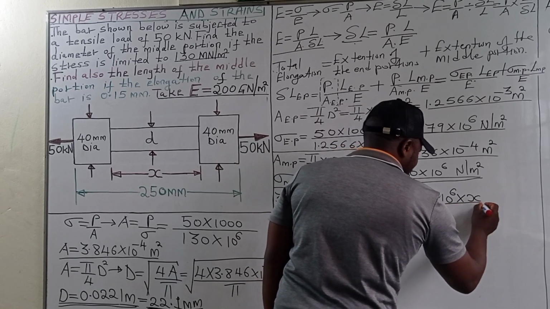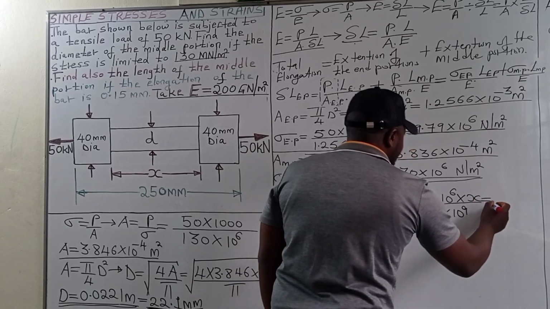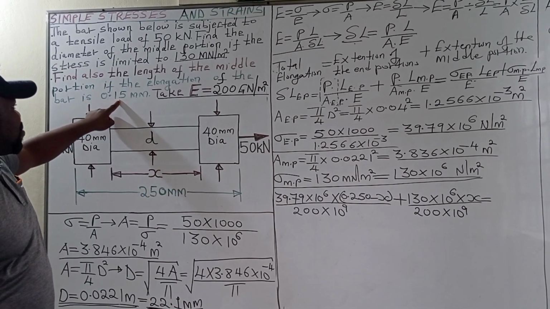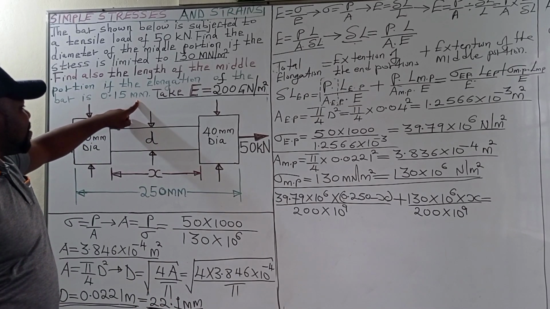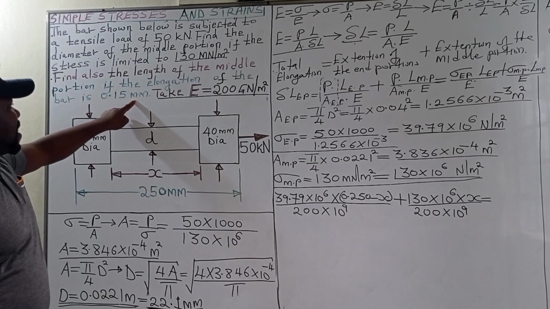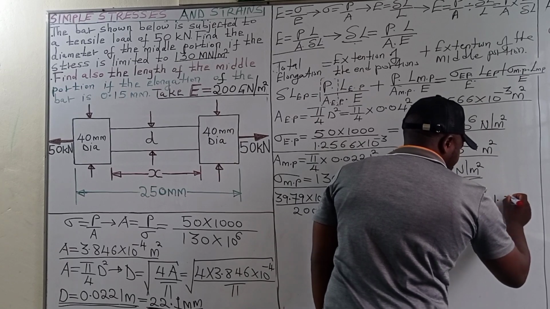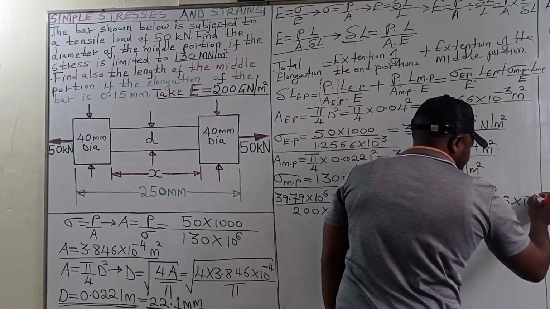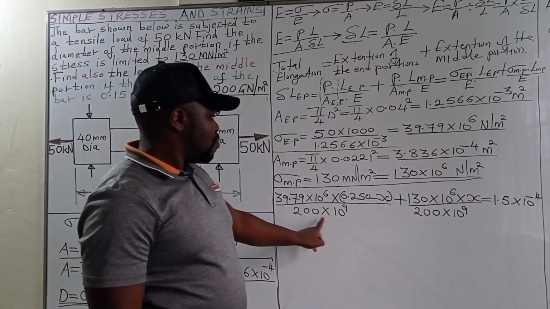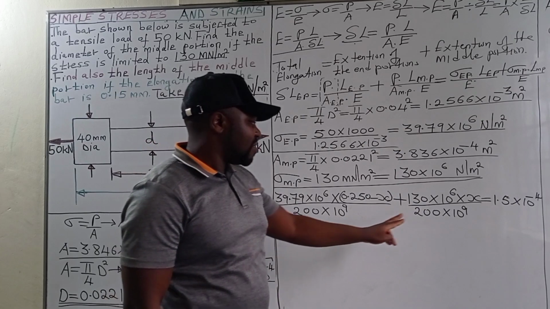Then we are going to divide this by the Young's modulus of elasticity, 200 times 10 raised to the power of 9. This one will be equal to the total elongation of the bar, which in this case we are told is 0.15 millimeters. We have to convert this to meters. Therefore, we are going to divide this by 1,000 so that we can convert it to meters. So when you divide that by 1,000, you are going to get 1.5 times 10 raised to the power of -4 meters. Now we are going to multiply through by 200 times 10 raised to power 9. Definitely here it will cancel, here it will cancel.